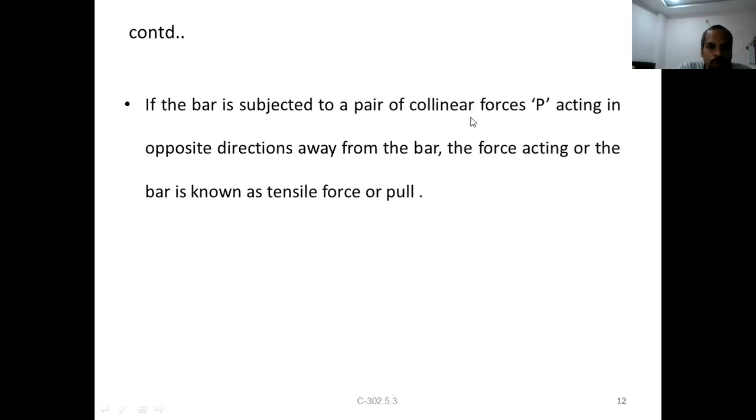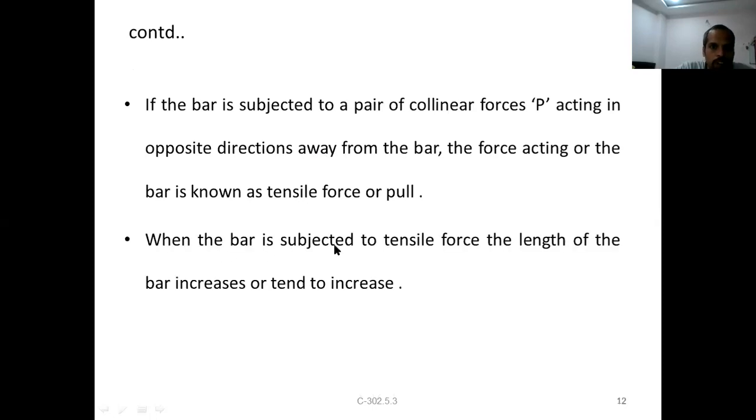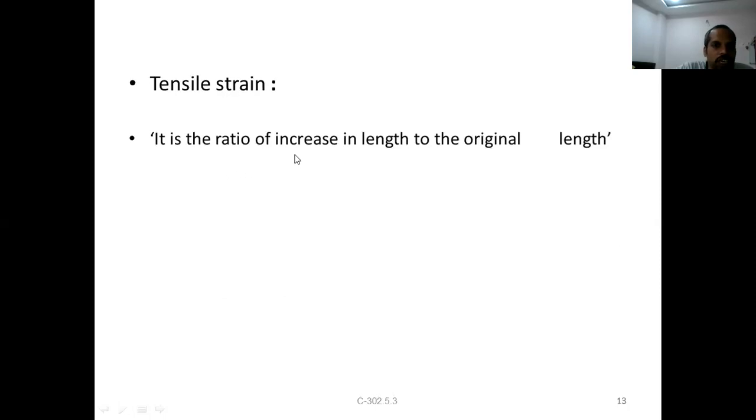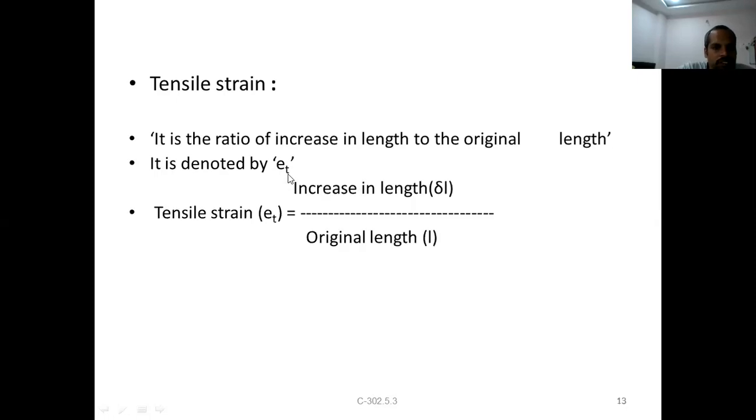If the bar is subjected to a pair of collinear forces P acting in opposite directions away from the bar, meaning both are away from the bar, it is pull or tension. If it is towards the bar, it is nothing but compression or push. So the force acting on the bar is known as a tensile force or pull. When the bar is subjected to tensile force, the length of the bar increases or tends to increase. Then tensile strain is the ratio of increase in length to the original length. It is denoted with either Et or epsilon T. T refers to tensile strain.